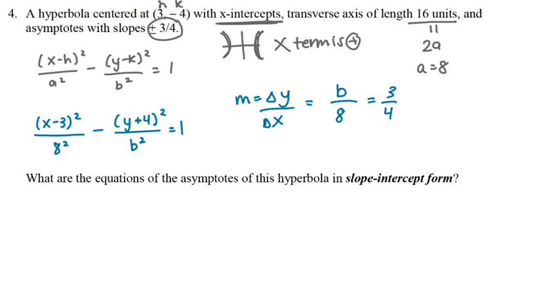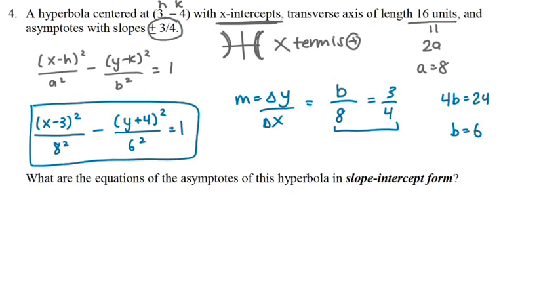Use this to solve for b. Cross multiply: 4b is equal to 24. That means b is equal to 6. I'm just going to go back in, erase that value of b, put 6, and box our final answer.